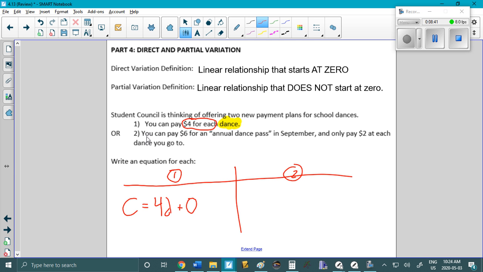Number 2, or you can pay, so cost equals 6 for an annual pass and 2 at each. So again, that "at each" tells us that's the rate of change. So 2, again, we use the same variables, plus, and what's the initial value? Well, it costs $6. Okay, and what I want you to note here is that this is direct because it starts at 0, and this is partial because it starts at 6, which is not 0.